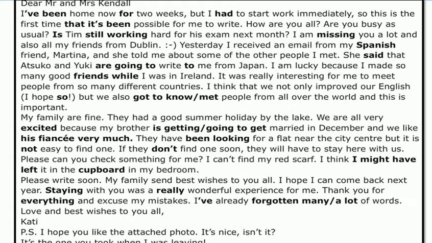My family are fine. They had a good summer holiday by the lake. We are all very excited because my brother is getting married in December and we like his fiancée very much. They've been looking for flats near the city center, but it's not easy to find one. If they don't find one soon, they will have to stay here with us.